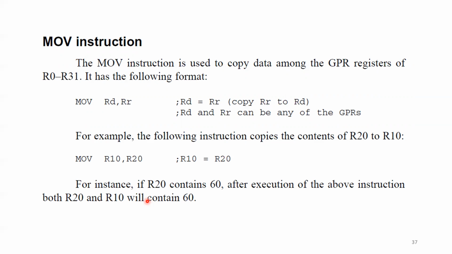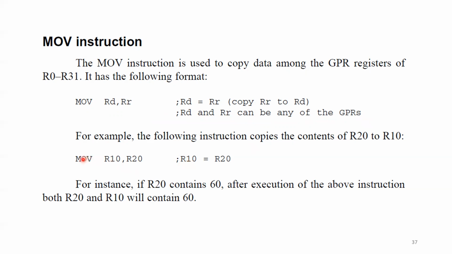Another instruction, guys, is called move. The move instruction is used to copy data among the GPR registers. So in order to copy any data between registers, you can use the move instruction. So this is going to move the data from one register to another register. So for instance, MOV Rd, Rr means Rd would have the same value as Rr. And Rd and Rr can be any of the GPRs, which is from 0 to 31.